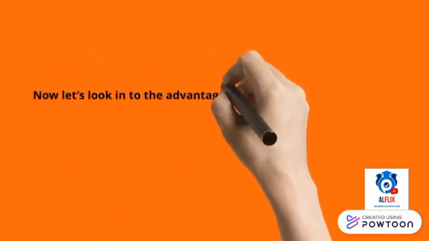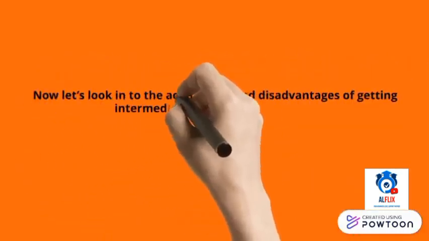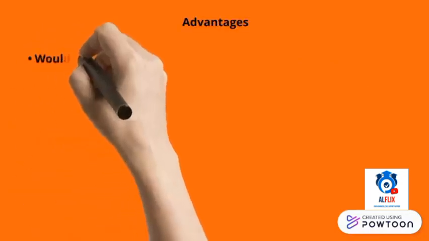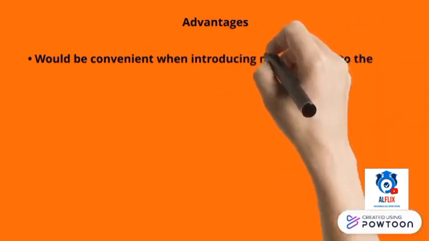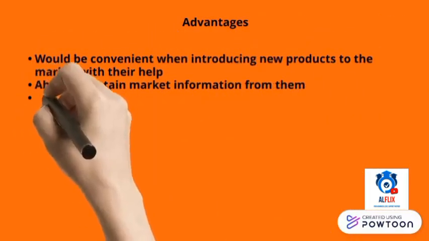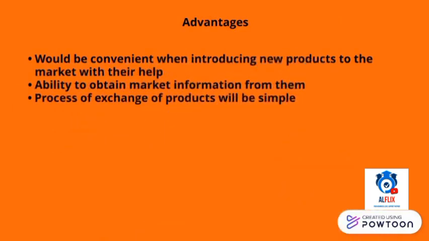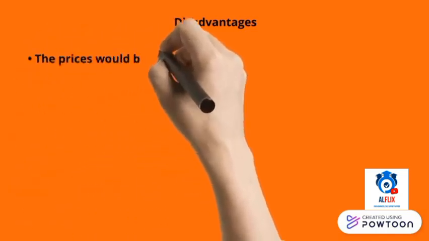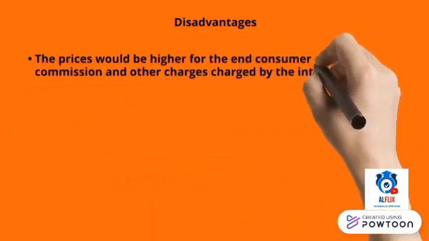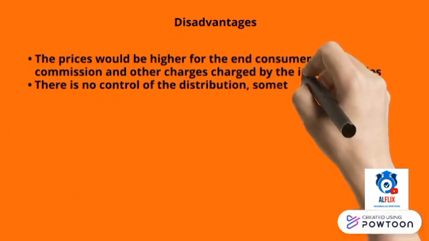Now let's look into the advantages and disadvantages of getting intermediaries involved in the trade. Advantages: it would be convenient when introducing new products to the market with their help. Ability to obtain market information from them. The process of exchange of products will be simple. Disadvantages: the prices would be higher for the end consumer due to commission and other charges charged by the intermediaries.